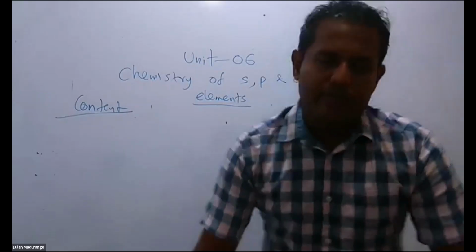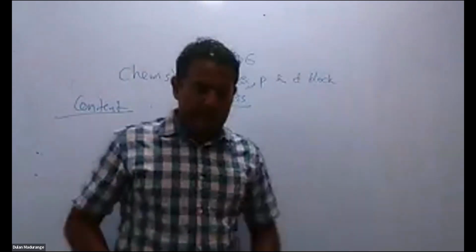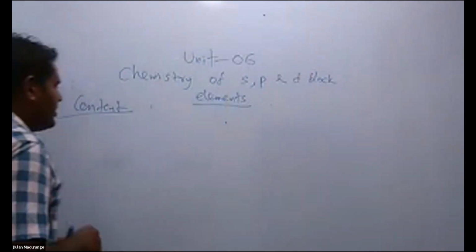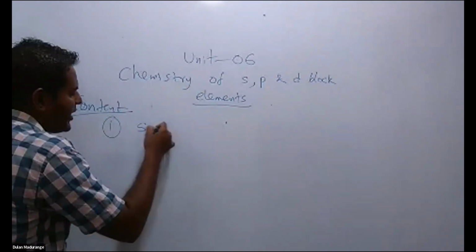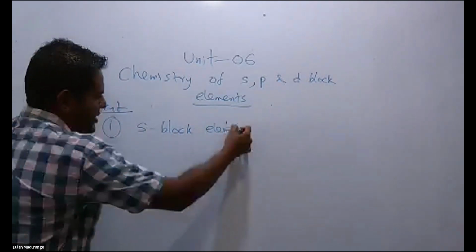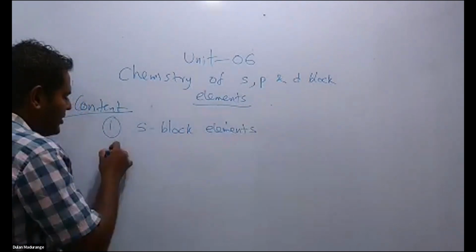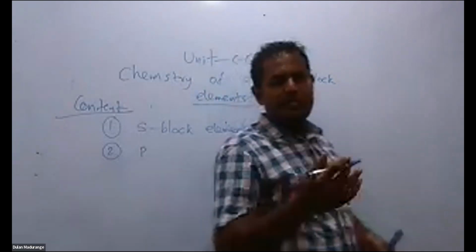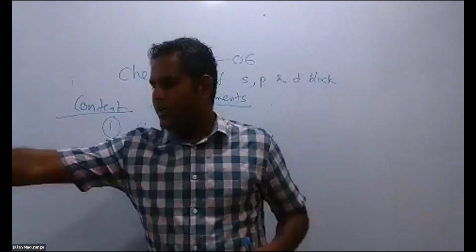We're going to write this. Content number 1. S block elements. This is the content page, right? Number 2. P block elements. Hey, S should be capital, the simple S. S means the sharp idea. Right? Write a simple S.